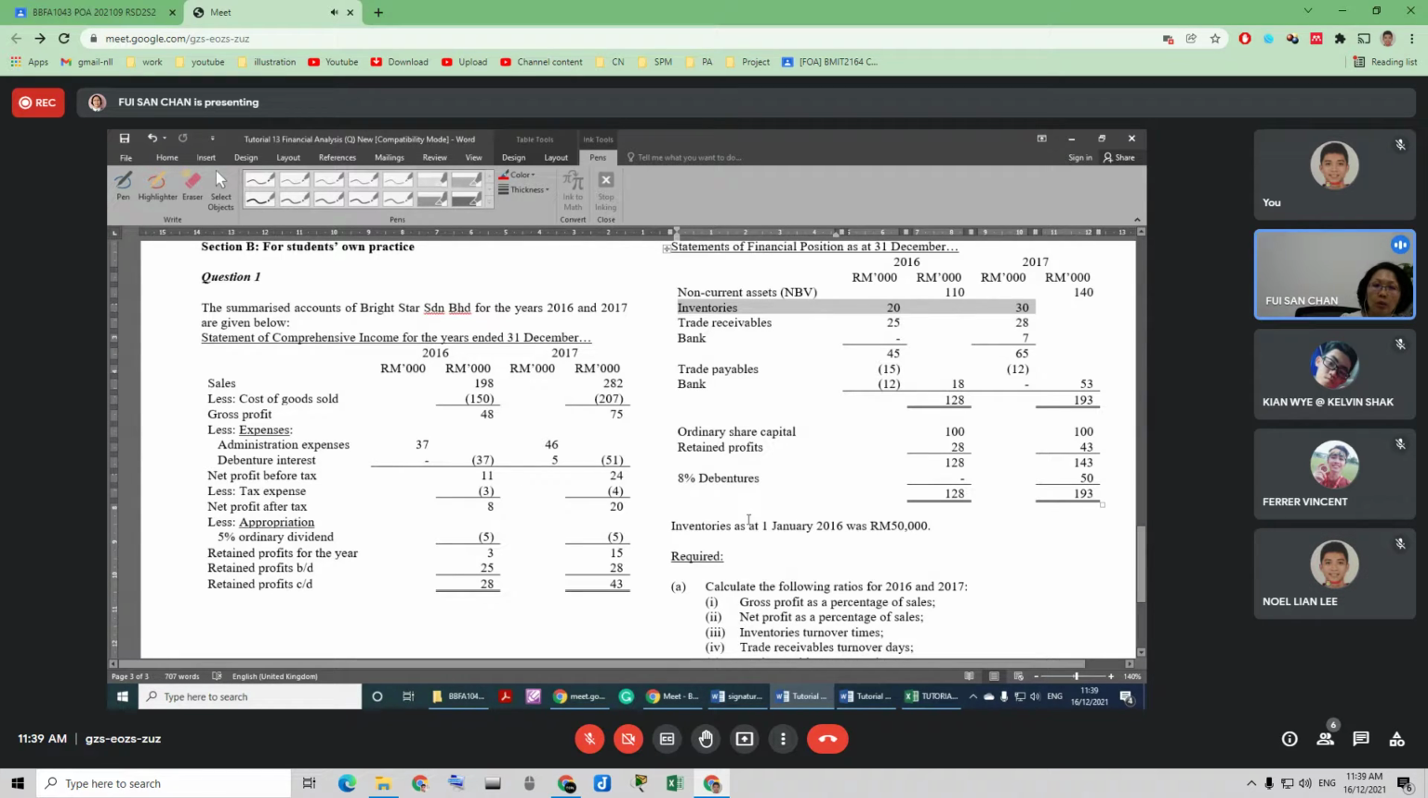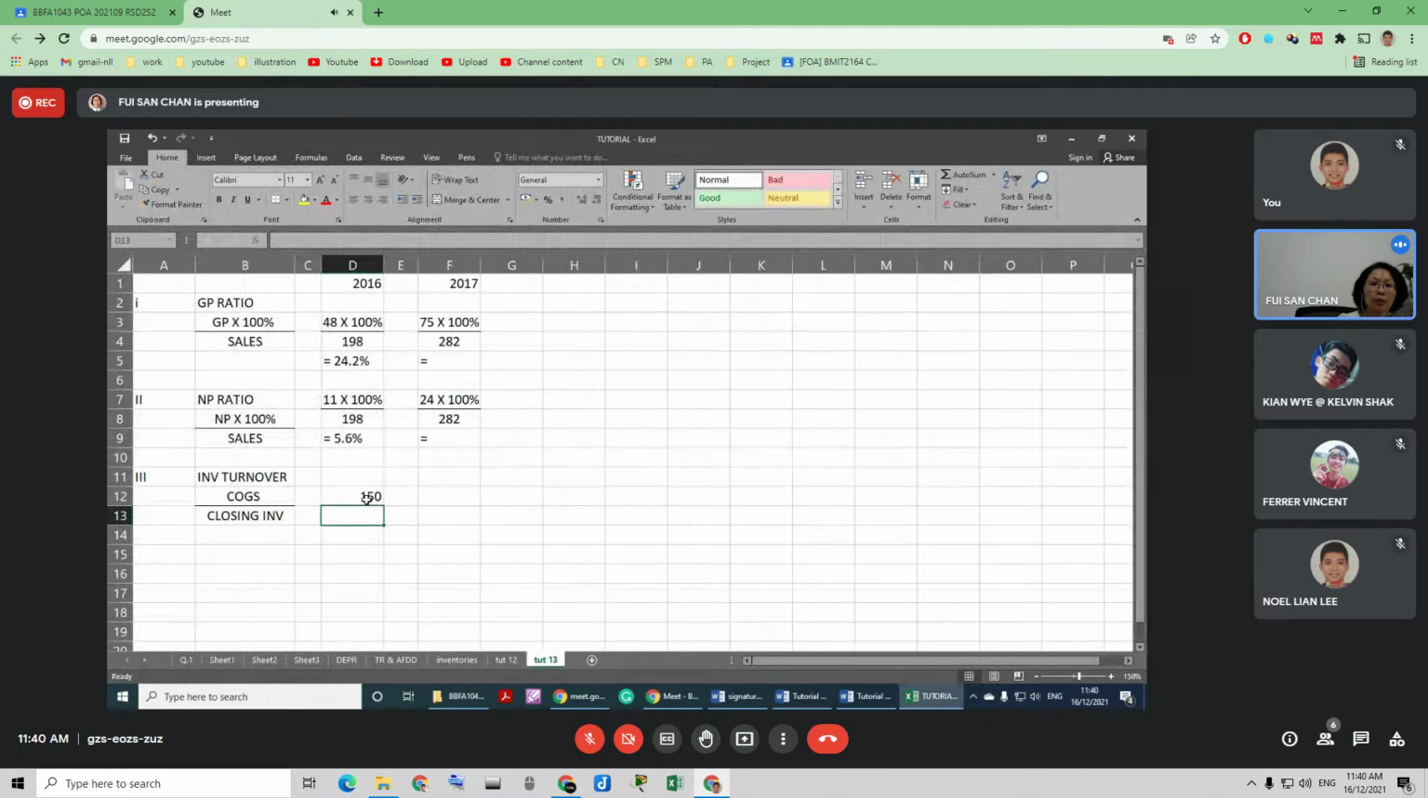You see now, got 201. This is the opening. Opening is here, closing is here. So meaning 2016, can you use the average? Yes, can. So you see your opening is 50 plus your closing which is 20, put it in bracket, and then you divide it by 2. So this is 150 divided by 35, right? The answer is 4.3 times.